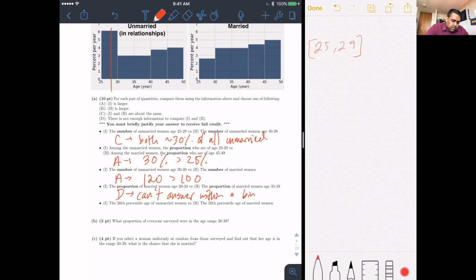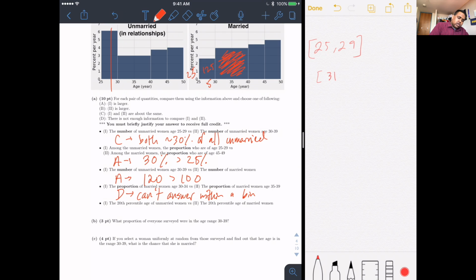Whereas for the married women, we know that this bin here only corresponds to an area of 5 times 2.5, which corresponds to 12.5, I believe. So that means only 12.5% of women who are married are between 25 and 29. So that means, by default, the place where the 20th percentile married woman would have to be is somewhere in this bar, right? Because this contains the next 40% of values. So somewhere in here will be the 20th percentile value.